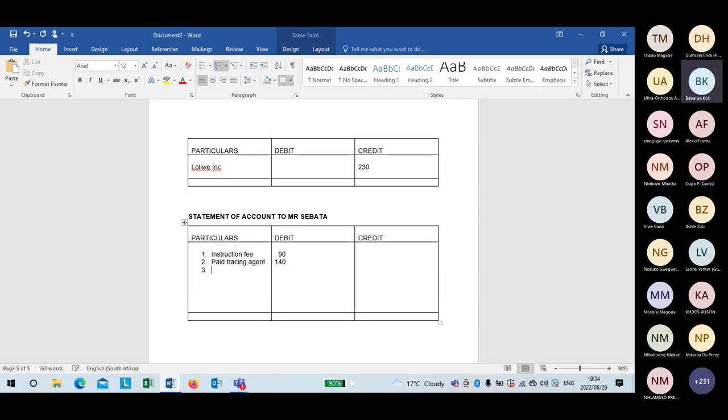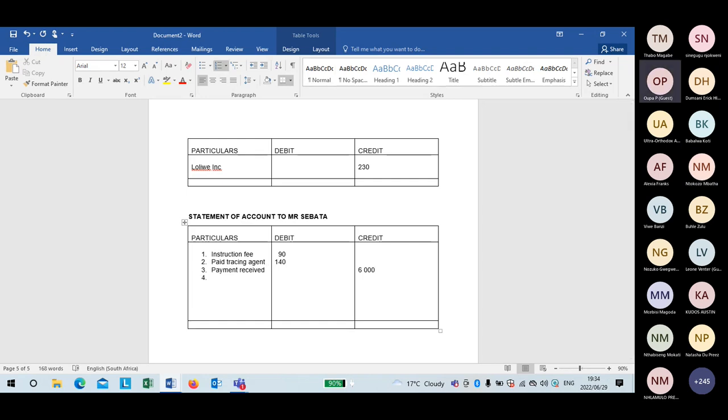Next. Collection commission? No. It's cash by Mr. Rex. Cash received, not so? Yes. Payment received. Debit or credit? Credit. How much? 6,000. Next? Collection commission. How much? 600. Debit or credit? Debit. 600.